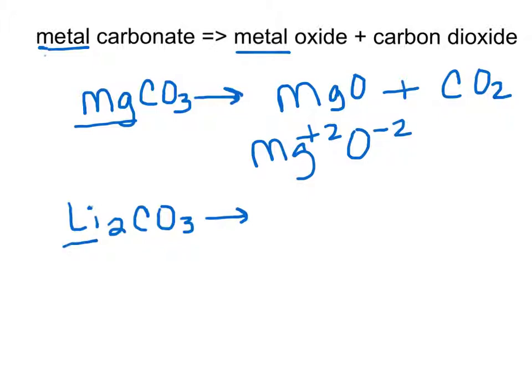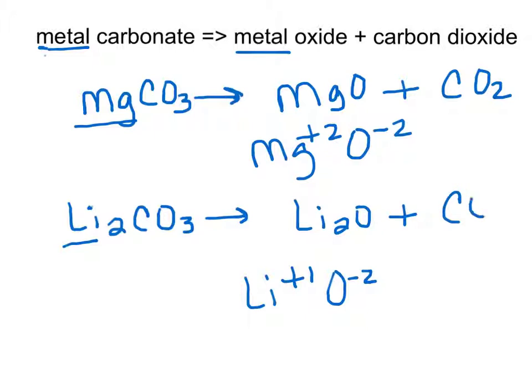In the next case, lithium is your metal ion. So we'll put lithium 1+ with O 2-. So our formula is Li2O. And then we'll form carbon dioxide gas. And that one also happens to balance.